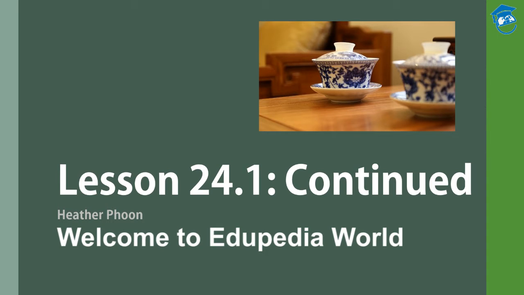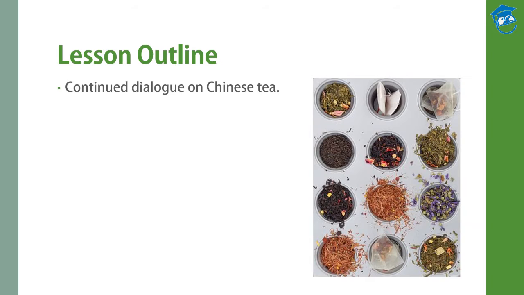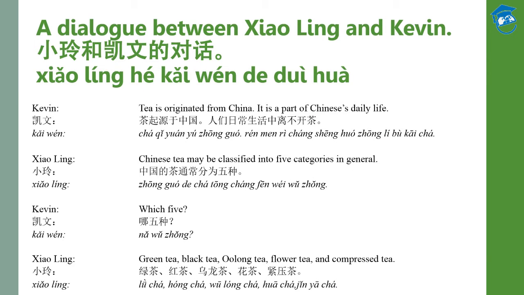We are now at lesson 24.1, which will continue the dialogue we left off at in the previous lesson. The lesson outline is pretty straightforward again. It is just to continue what we paused in the previous lesson as we talk about Chinese tea culture. In this lesson, you will learn many different tea types and also a bit of the origin of Chinese tea. So we are continuing on Xiaoling's and Kevin's dialogue.